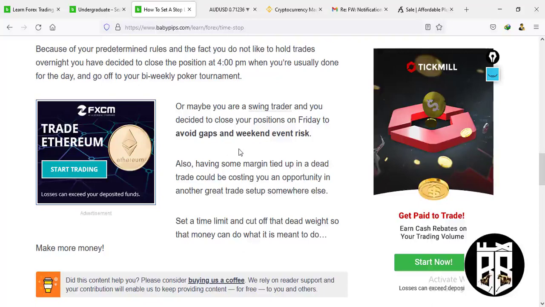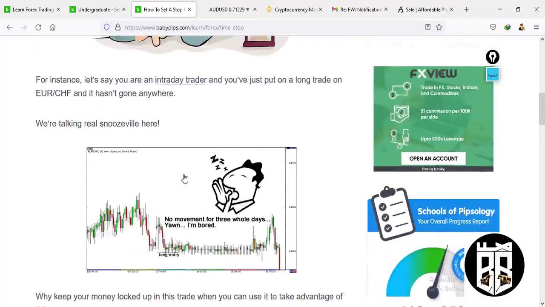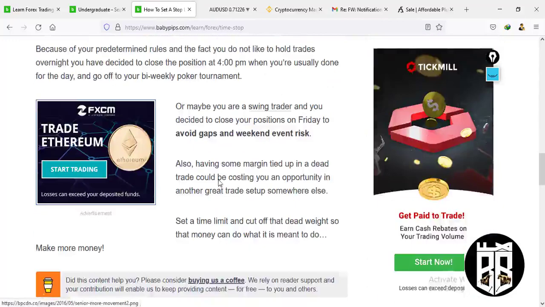Okay, so if you are holding your trades over the weekend, you actually pay more. There's also rollover cost and all that, so you have to consider all of that before you decide either to hold the trade more than a day, week, or what have you. So set a time and cut off the dead weight of your money and make your money work. Instead of putting your money somewhere here, make sure you put it here so that it can work for you.